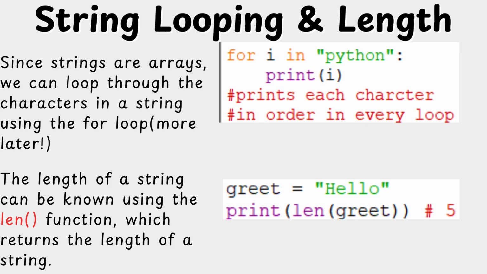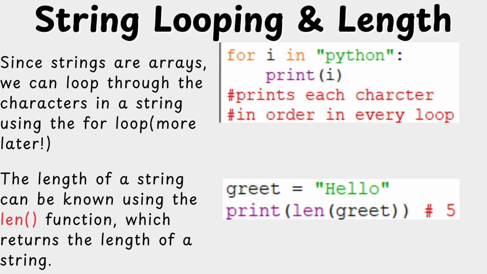That means it does what we did before, where we put 0 in the square brackets, 1, 2, 3. This is just an easier way of doing that. So all we have to do is put in this loop, and then it does all of that without us having to put in 0, 1, 2, 3, 4, 5, and stuff like that. So what this does is it prints P on one line, Y on one line, T on one line, H on one line, O on one line, and N on one line.